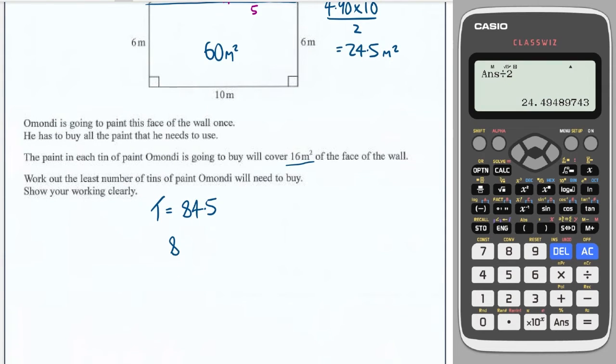So we're going to take 84.5 and we're going to divide it by 16 to work out how many paint pots he's going to need. And 84.5 divided by 16, that's going to give me 5.28. So he's going to have to buy 6 tins.